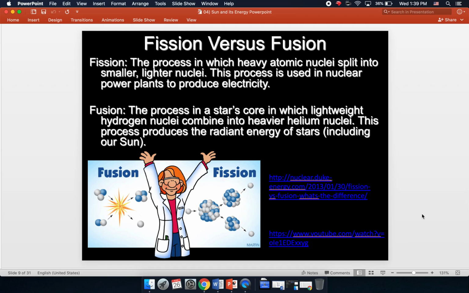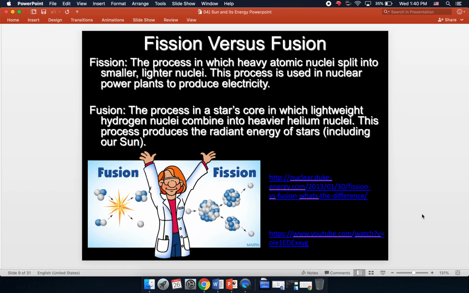And this is the same thing that other stars do as well. Okay, so I didn't mention earlier, but fission actually occurs in nature too. It goes on inside the Earth. There'll be more about that when we get to the geology lessons later on in the semester.